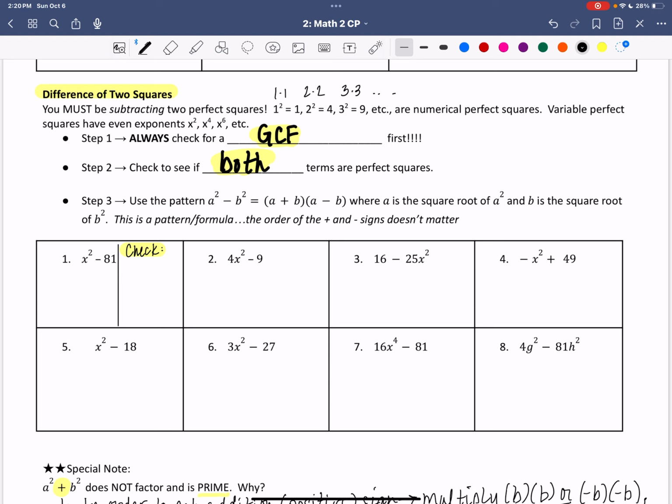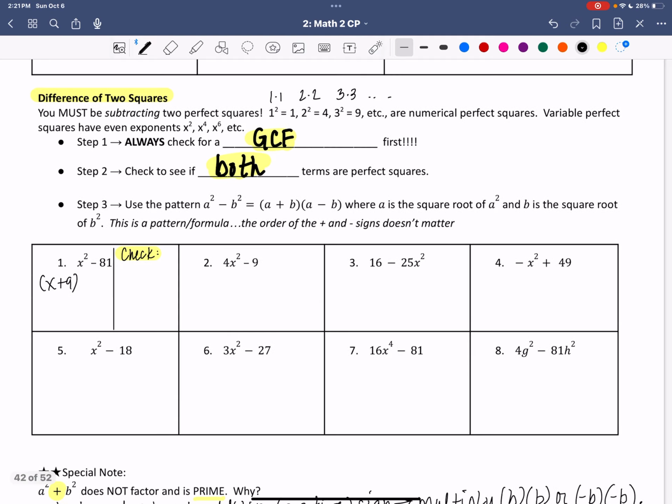So now what you're going to do is you go x plus 9, and then to get this negative right here, one has to be positive, the other has to be negative.